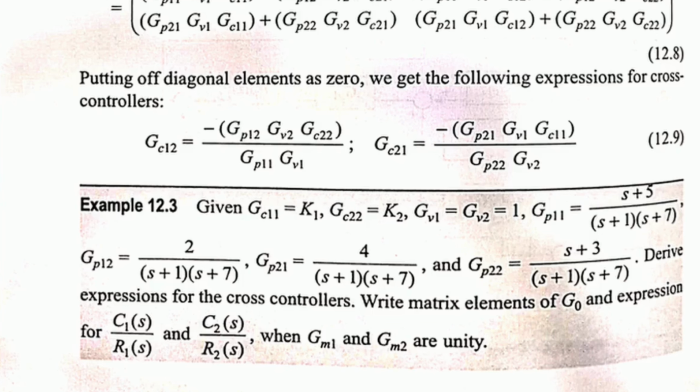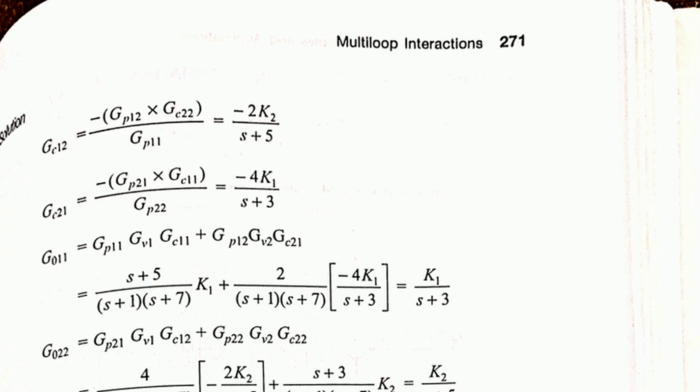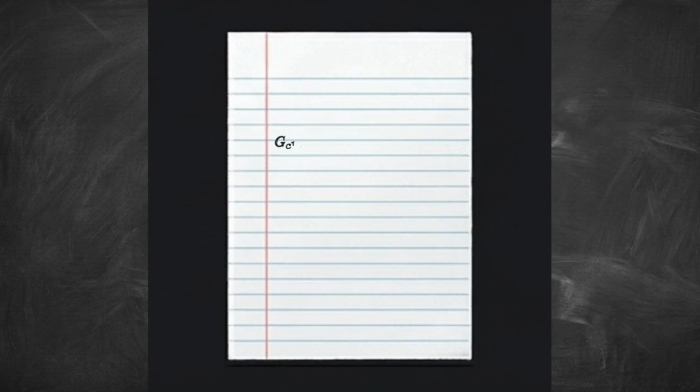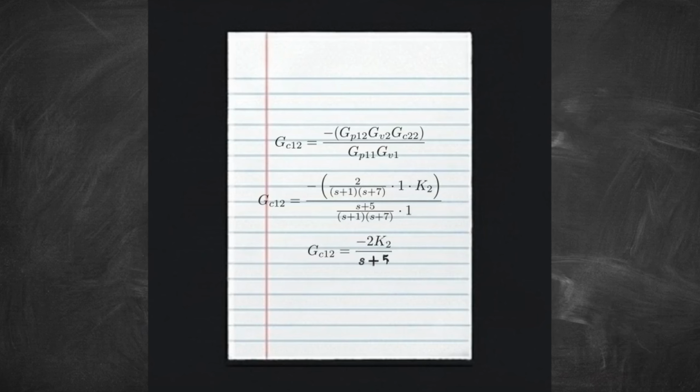Let's apply this. Here are the plant parameters and transfer functions for a typical multivariable system in example 12.3. Pause the video here. Substitute these specific values into our GC12 formula and solve for the final expression. As you simplify the terms, they cancel out to leave negative 2k2 over s plus 5. Performing this exact substitution is the specific skill needed to resolve decoupler values on an exam.